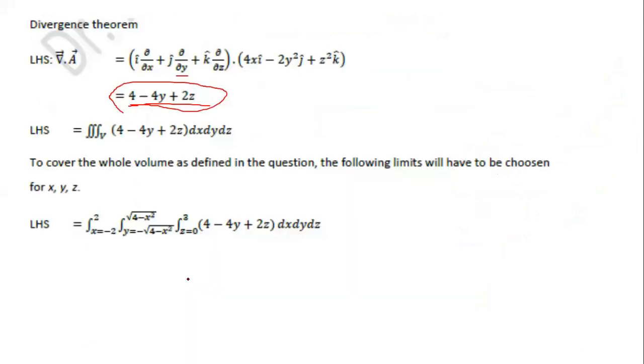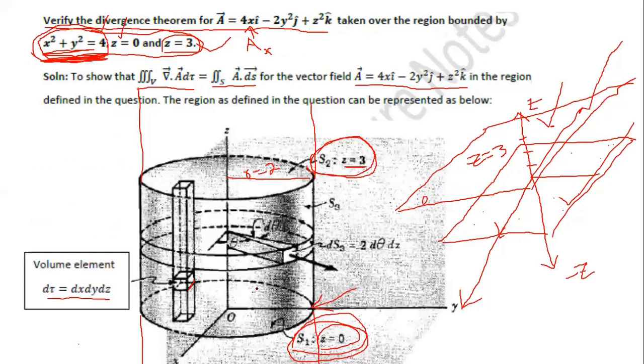If you multiply these small increments along each of the coordinates, you will get what is known as the volume element. Now, in order to cover the whole volume as defined in the question, you have to choose the limits of integration. So what are the limits of integration we have to choose? Let us first start with the z integration. The z integration is quite simple.